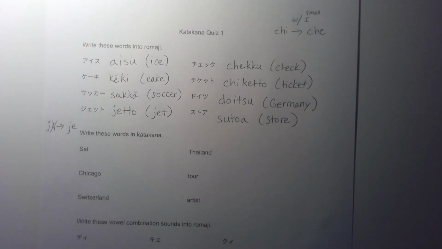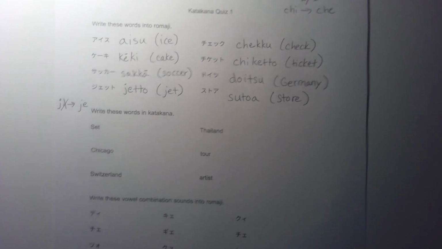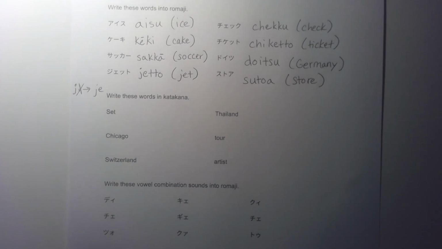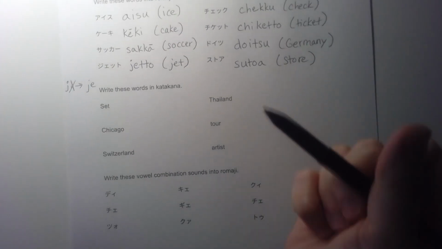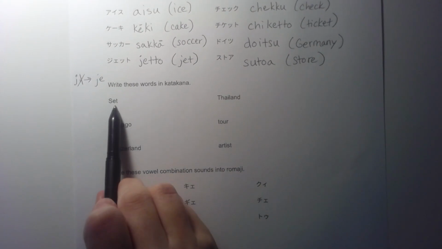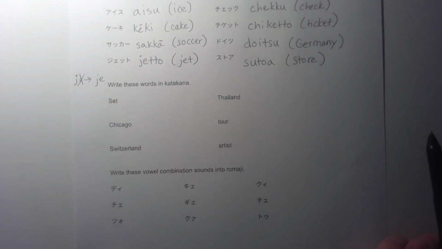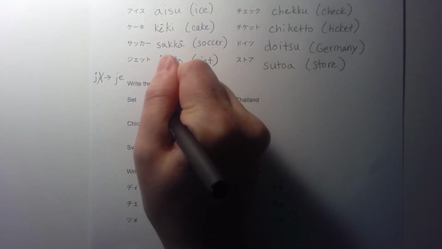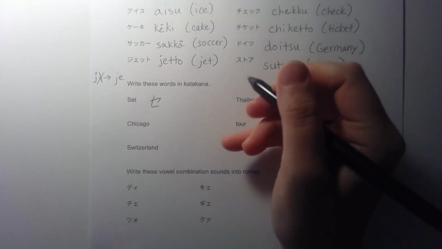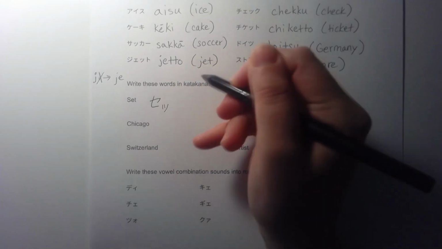Okay, and now we're going to do the reverse. We're going to have our words here in English, and we need to write them in katakana. So we have the word set. In Japanese, it's setto. So we need a se, small tsu, and to.